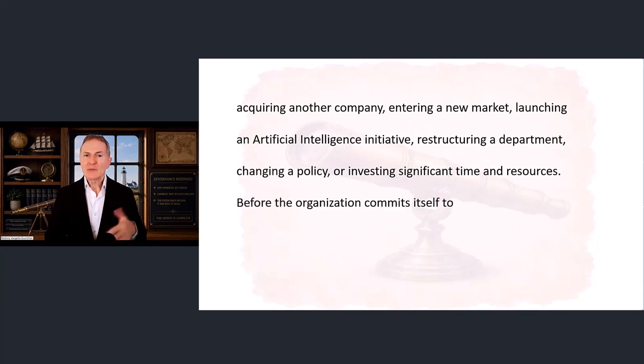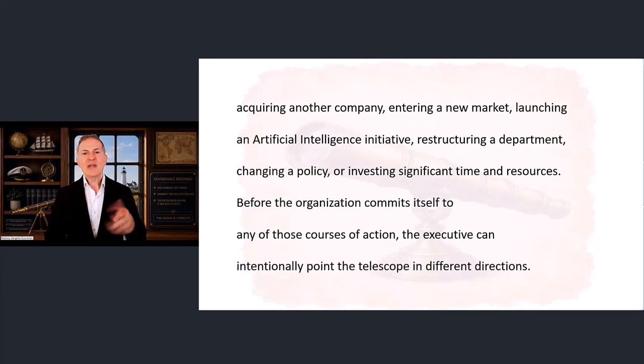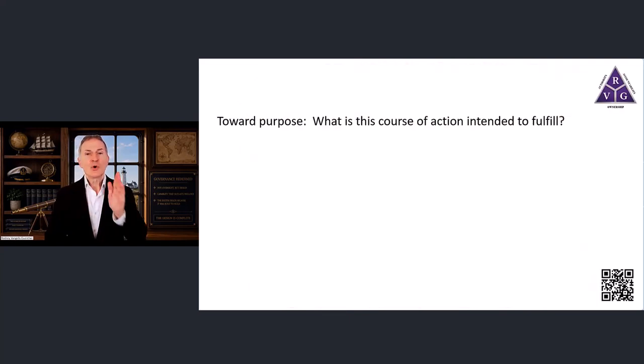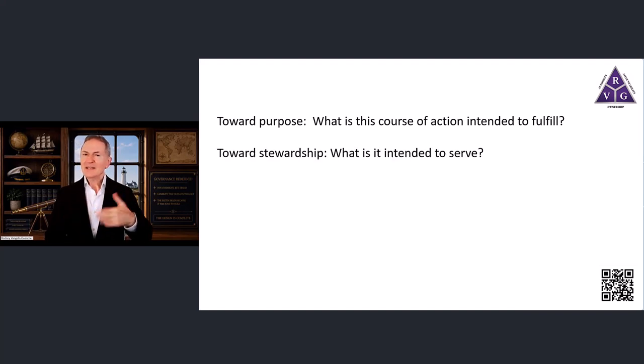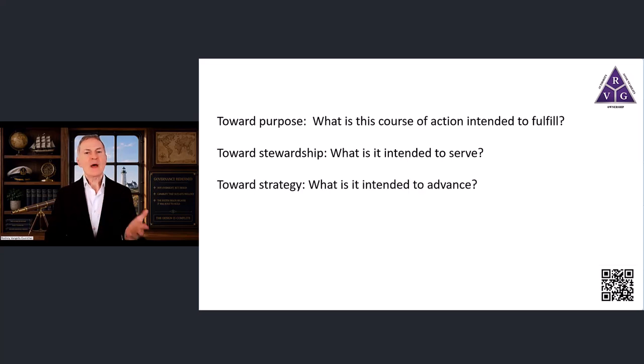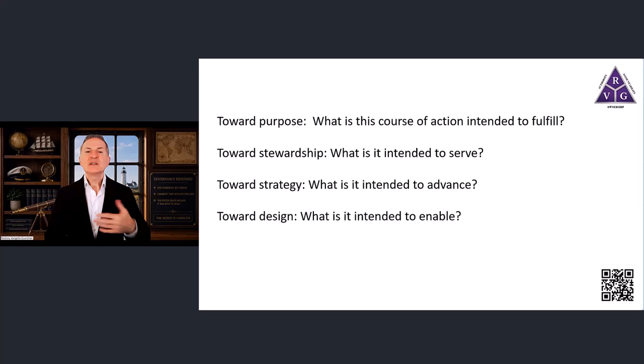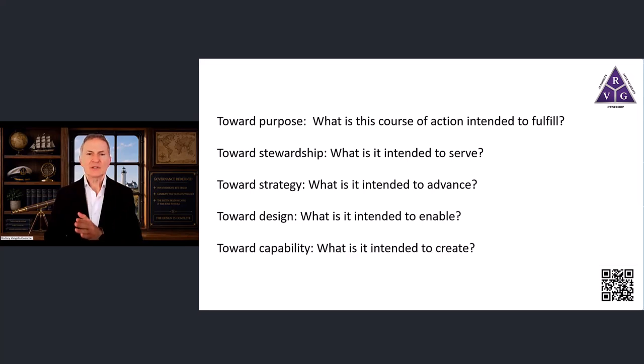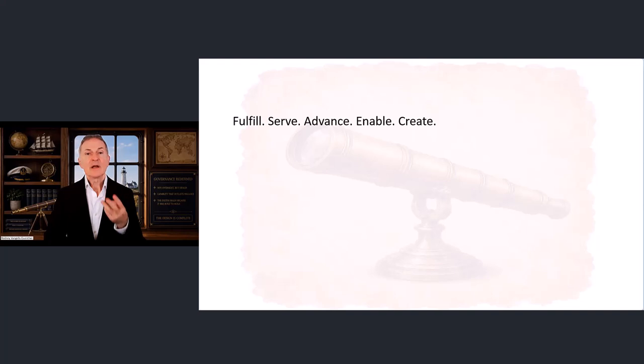Before the organization commits itself to any of those courses of action, the executive can intentionally point the telescope in different directions. Toward purpose: what is the course of action intended to fulfill? Toward stewardship: what is it intended to serve? Toward strategy: what is it intended to advance? Toward design: what is it intended to enable? Toward capability: what is it intended to create? Fulfill, serve, advance, enable, create.